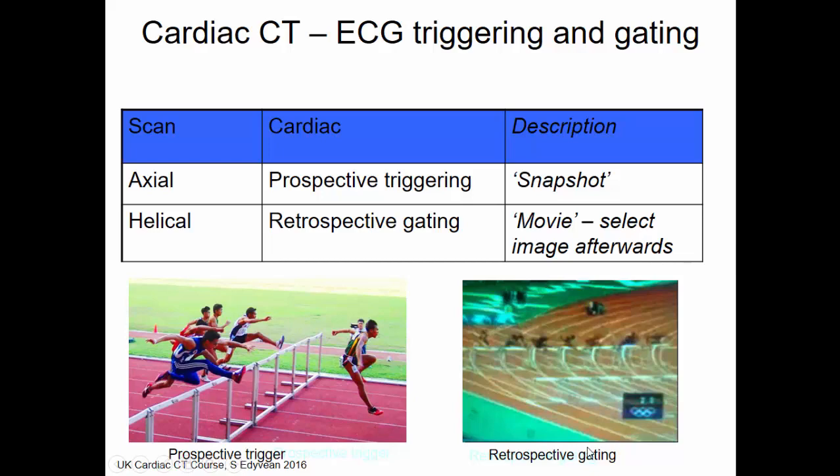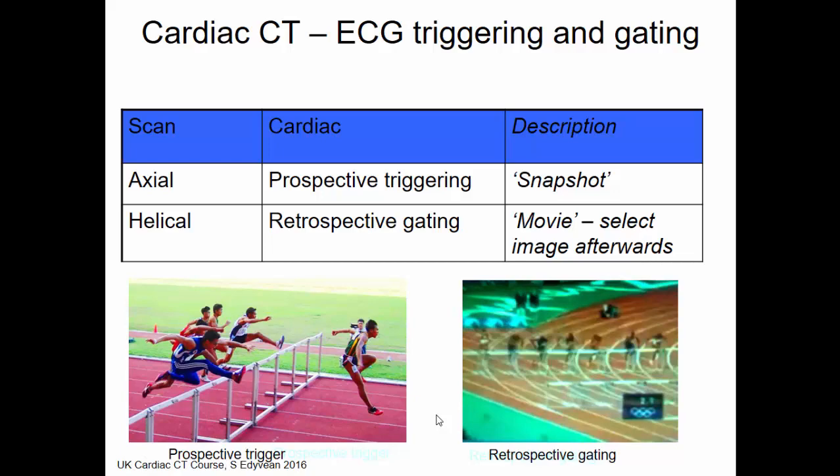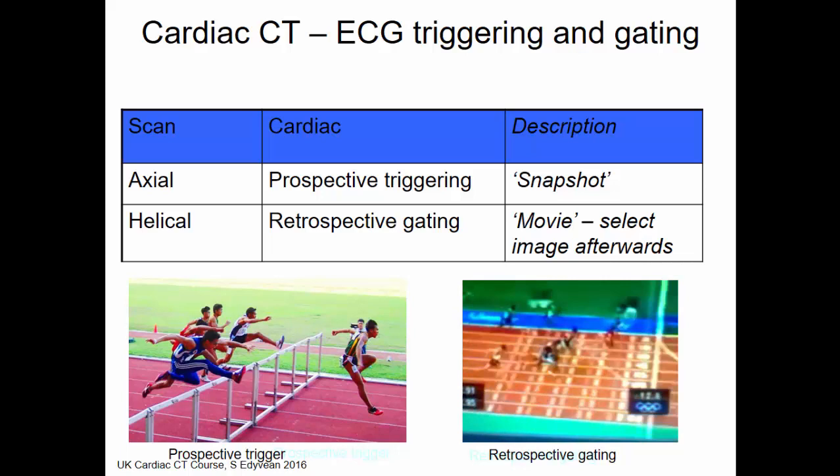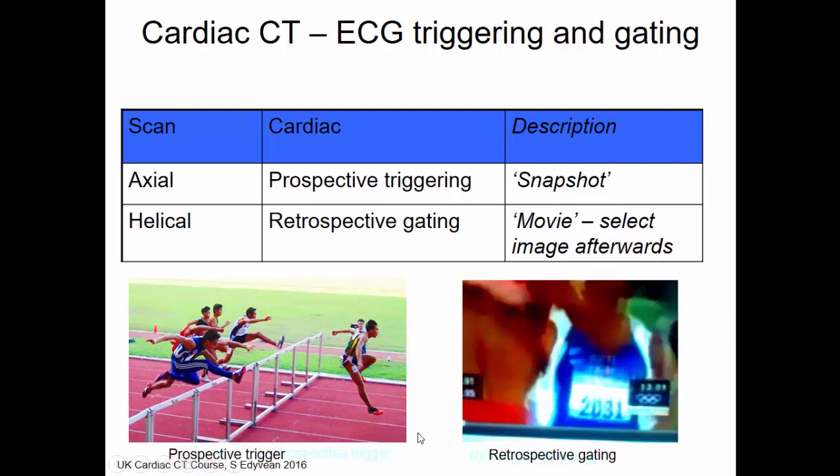Alternatively, you could do helical scanning and scan the whole heart cycle, and then you go back and select the images afterwards. So you can see when they're over the hurdles, the legs are stationary, and that will be the best place to go back and take the image. And it's exactly the same with the vessels and the heart.